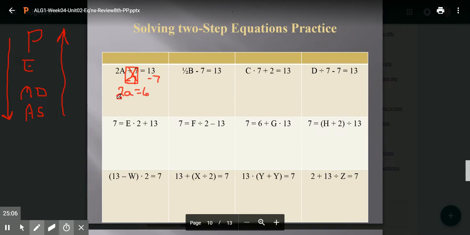And then the inverse of multiplying by 2 is going to be to divide by 2. What we do to one side, we do to the other. And we wind up with a is equal to 3. And I just noticed I switched to lowercase a instead of capital A. That's all right just for this video.